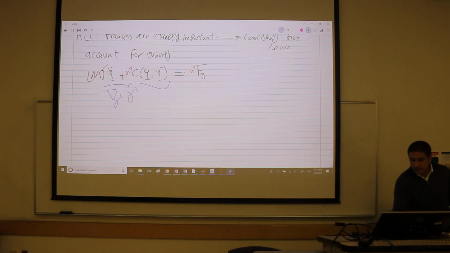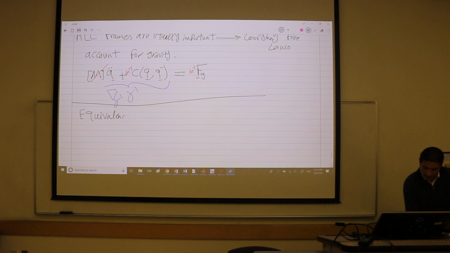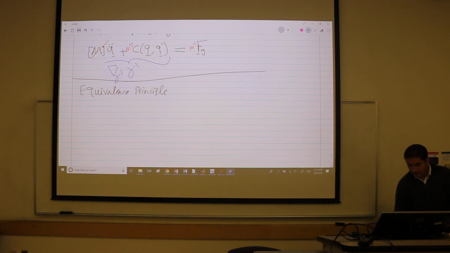He made this thought experiment. So this is the equivalence principle that I'm going to talk about now. It's a thought experiment, and I talked about it in 241. We have this elevator, this room, huge thing, whatever, space shuttle, anything. And it's under a gravitational field.